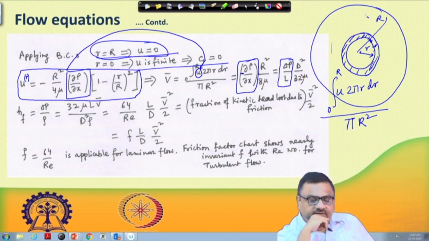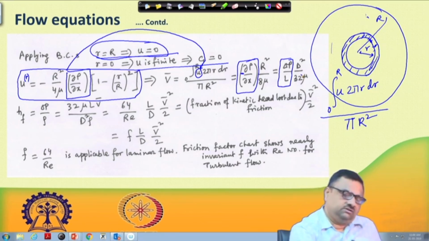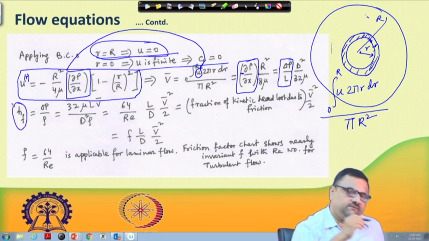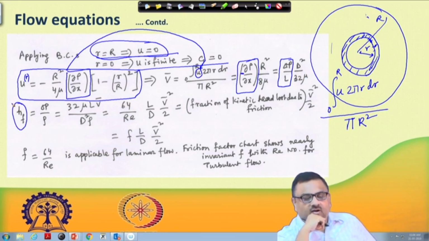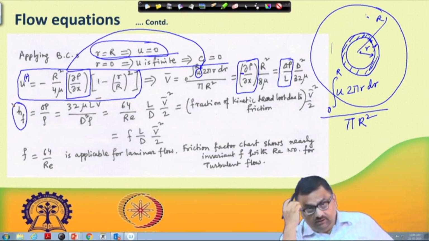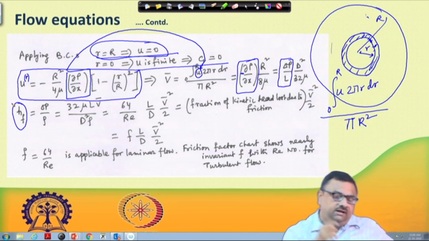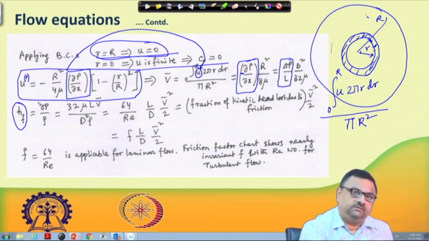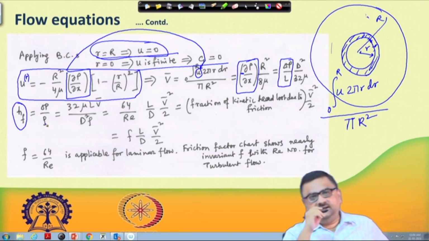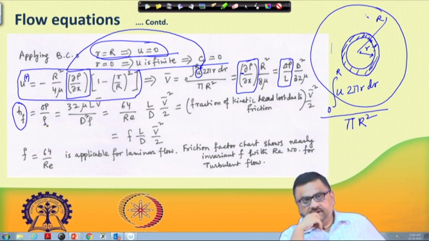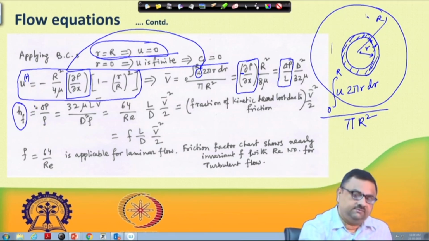Now, when it comes to frictional loss, generally in fluid mechanics they call it a frictional loss. Frictional loss is given by delta p, which is the pressure drop due to friction, divided by density rho. So, what is the typical unit of this expression?